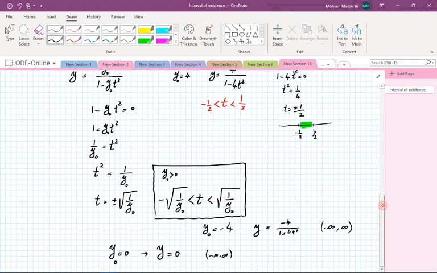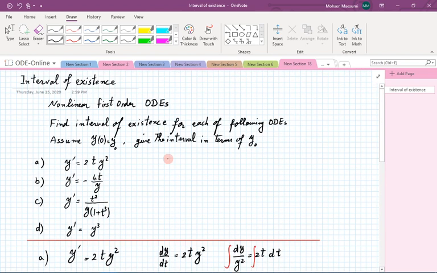So final answer: we have two cases. If y0 is positive, or if y0 is negative or 0. For the second one, the answer was clear. From minus infinity to infinity, there is no limitation. For the first one, the interval that signified our interval of existence was from minus 1 over square root of y0 to 1 over square root of y0. So that was the interval of existence.